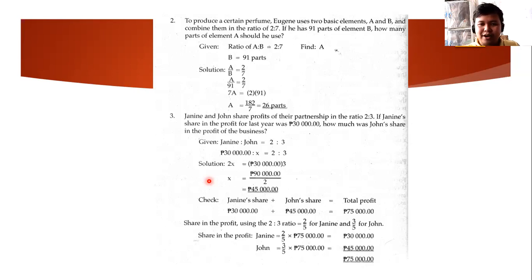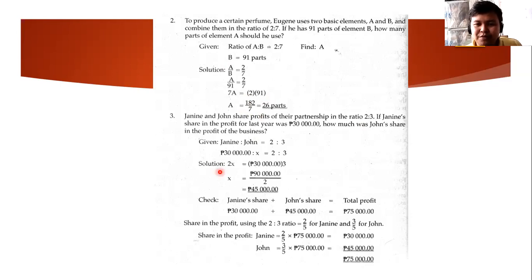So the ratio A to B equals 2 over 7. We find A, where B is 91. So A over B equals 2 over 7, find A, with B as 91. What they did is cross multiplication. So 7A equals 91 times 2, which is 182, over 7. So 182 divided by 7 equals 26 parts. That is the number of parts of perfume that can be used.